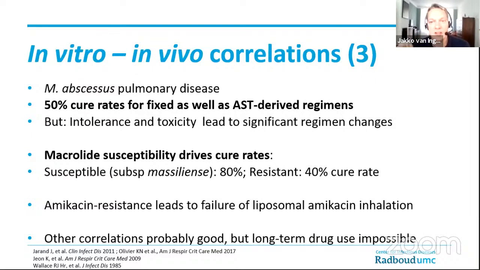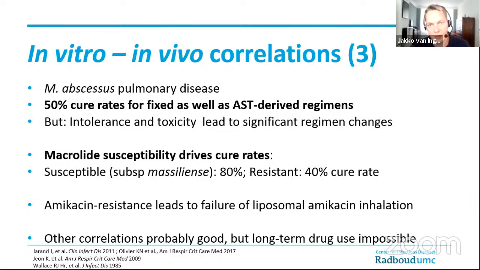The last one is the most difficult one, and that's Mycobacterium abscessus. Now, Mycobacterium abscessus, of course, is a completely different bug. It's a rapid grower. Some say it's actually closer to Nocardia than it is to the other mycobacteria. And its drug susceptibility, of course, is also a completely different ball game.